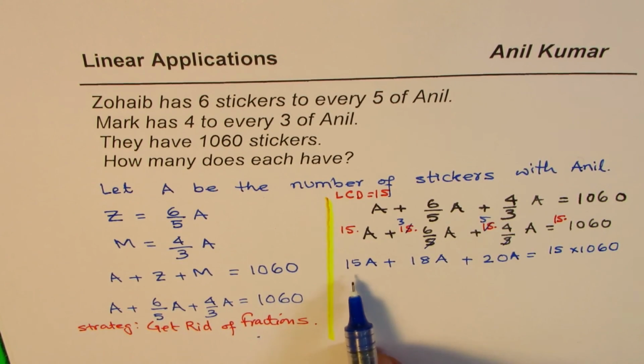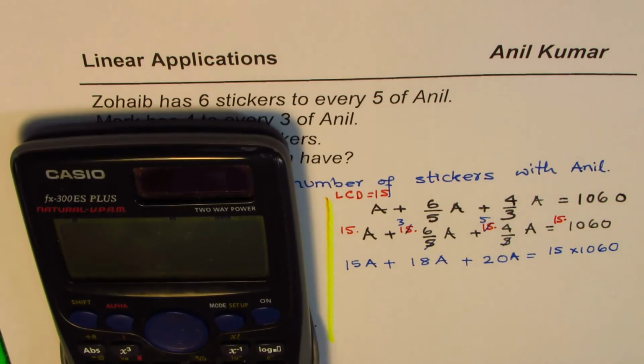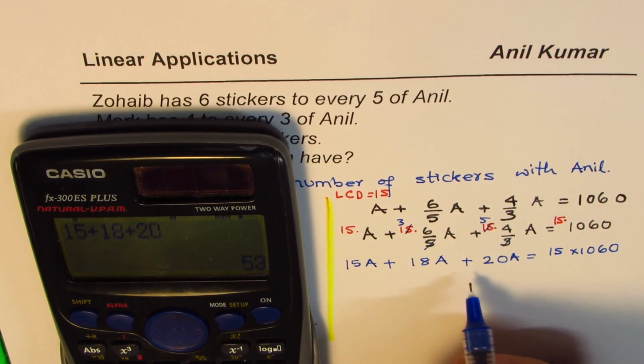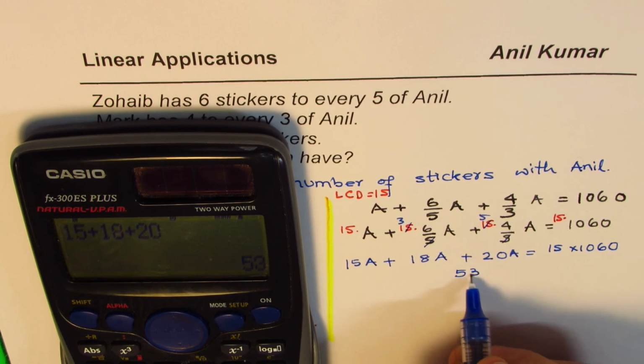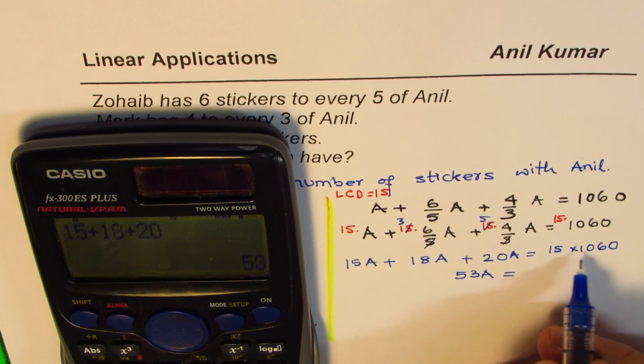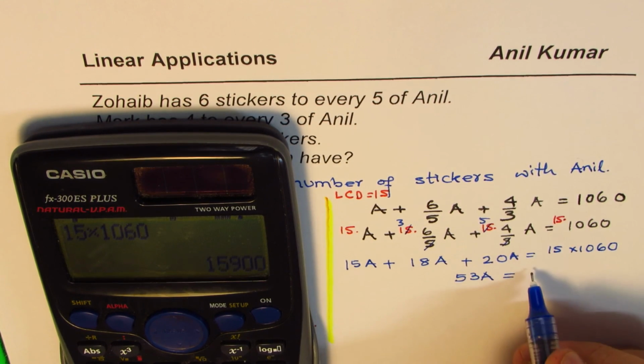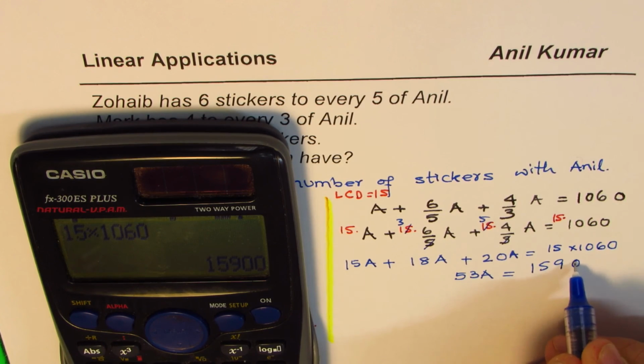Okay. Now we need to add all of them. 15, 18 and 20. Let's use calculator just now. 15 plus 18 plus 20 equals 53. So we get 53a equals to, if you want you can multiply them also. So okay, let's do 15 times 1060. Okay, a big number, 15900.